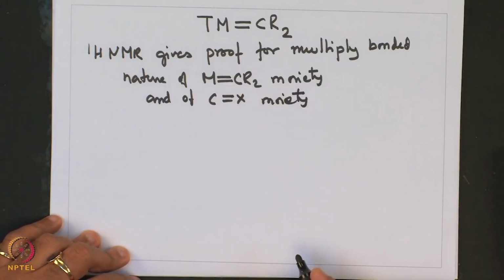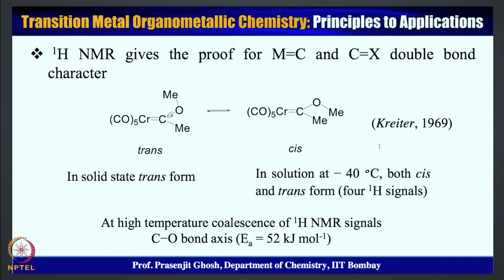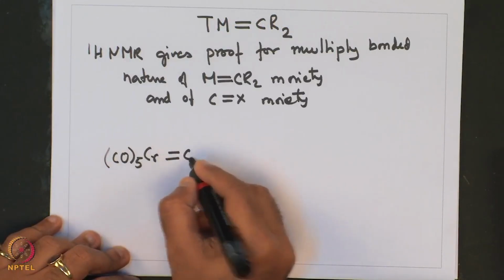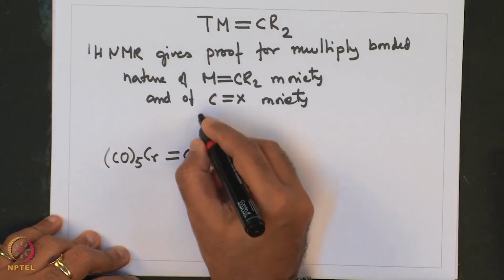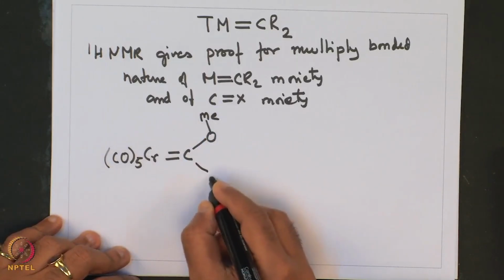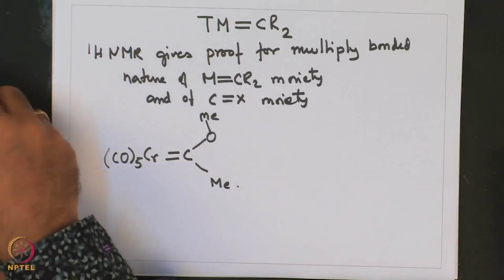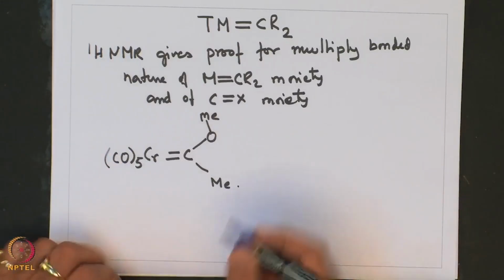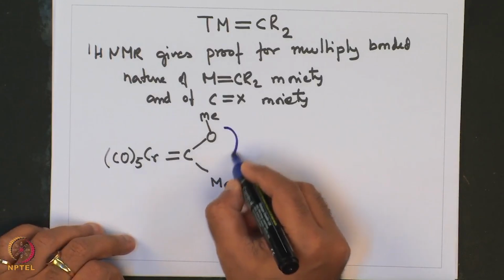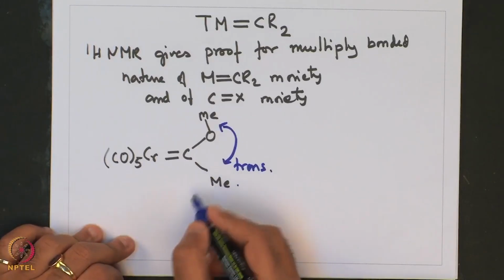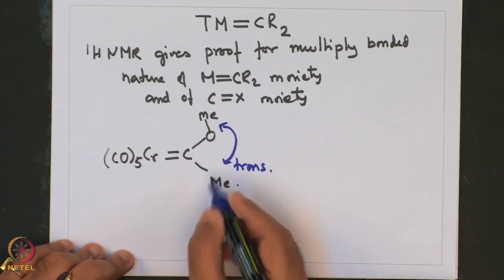And the same can be seen from the proton NMR of a Fischer carbene complex, particularly for pentacarbonyl chromium carbene with OMe and methyl substituents. Now, this geometry is called a trans geometry, trans with respect to the two methyl groups, and in the solid state it exclusively exists in the trans form.